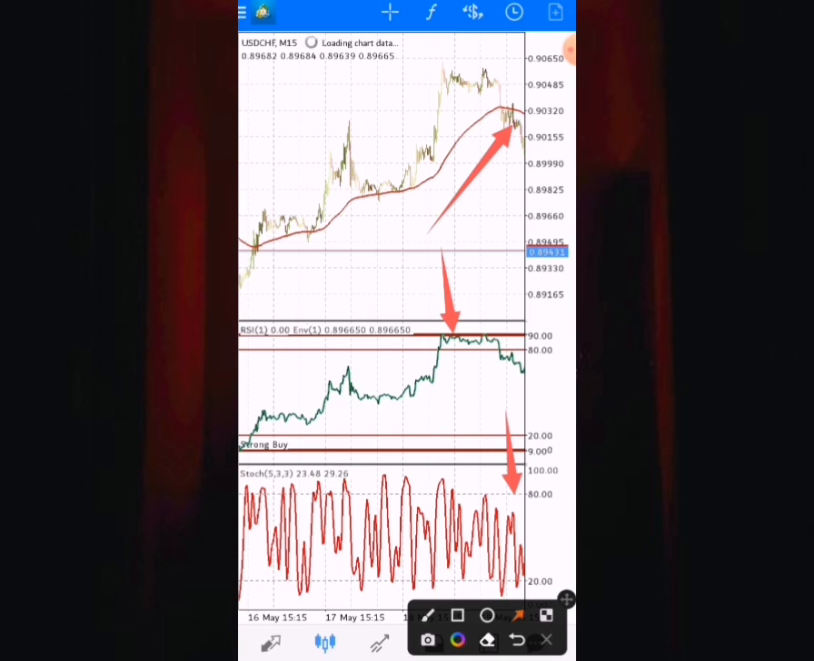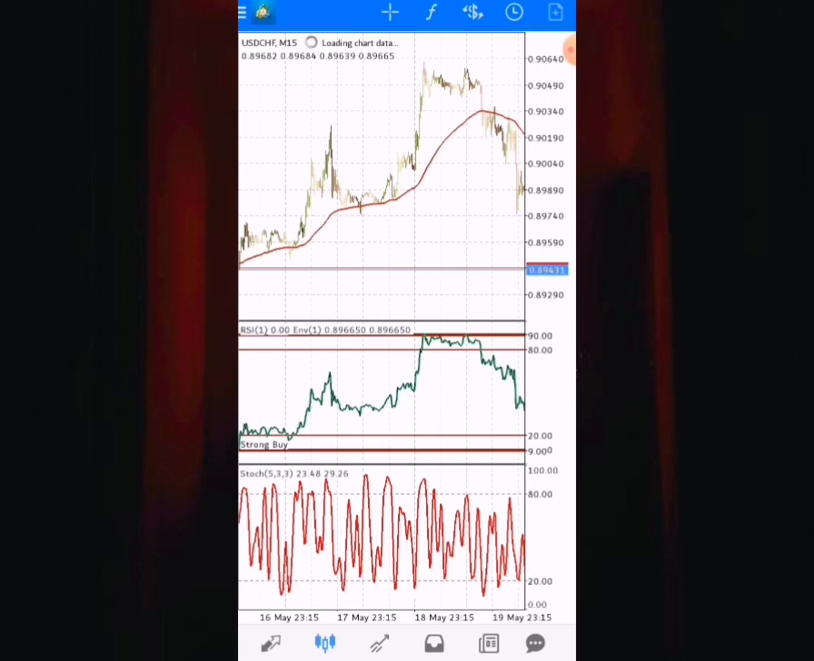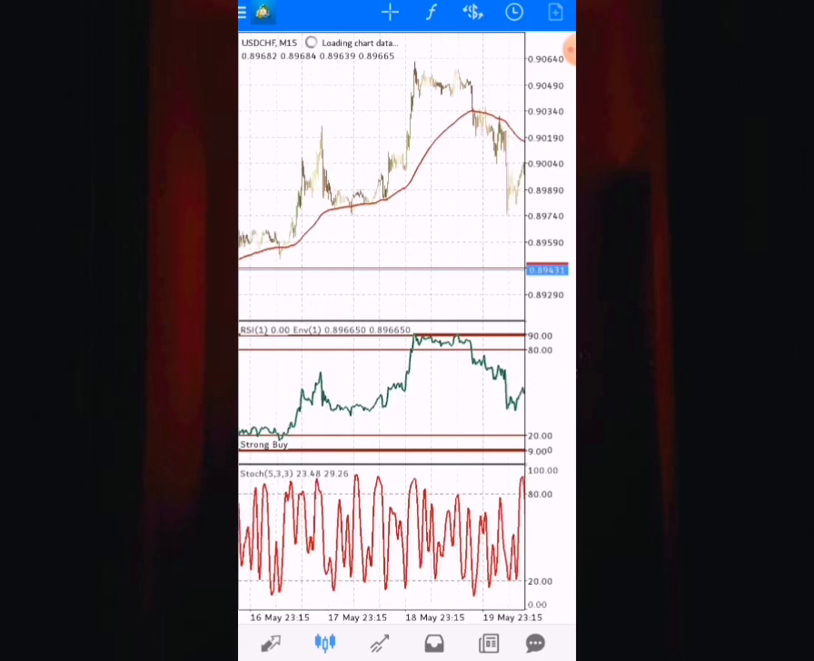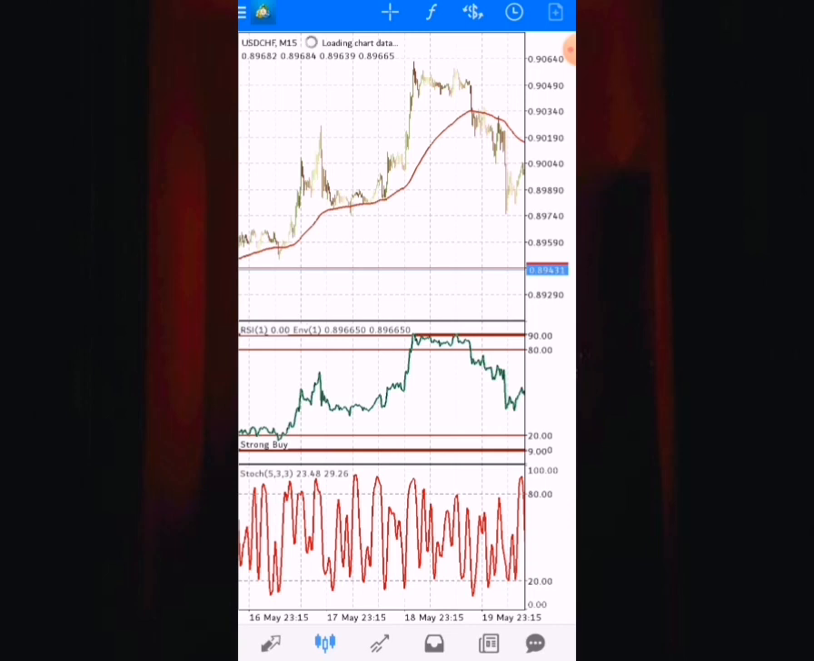What you wait for now is a pullback down here. So let's wait for that, so that maybe we can find an entry. Let's go down slowly. Right there you have a pullback on the oscillator. If you check down there, we have a pullback, and right at the pullback you place your sell trade.